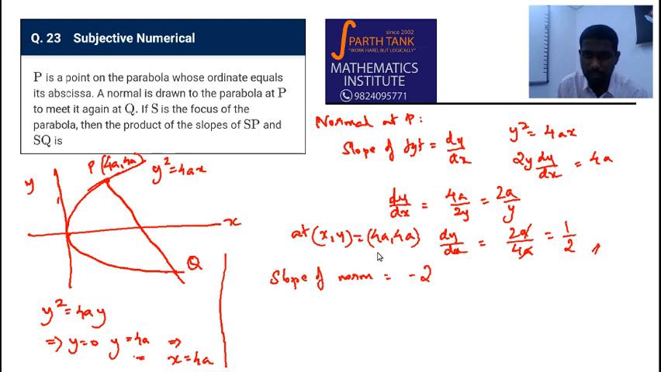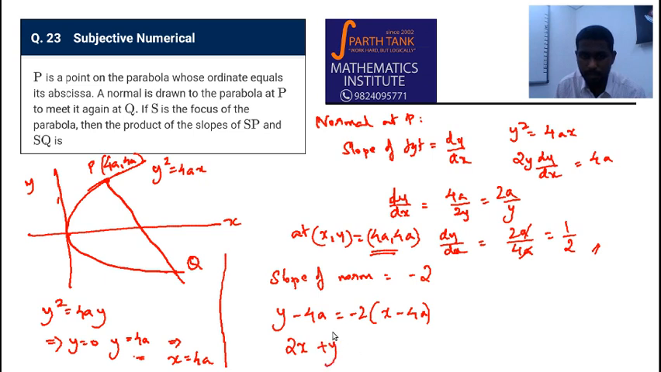Therefore the equation of the line passing through 4a comma 4a with slope minus 2 is going to be y minus 4a is minus 2 times x minus 4a. Now if I simplify this a little, I get 2x plus y, and plus 8a when it comes to this side becomes minus 12a is 0. So this is the equation of this line, 2x plus y minus 12a is 0.